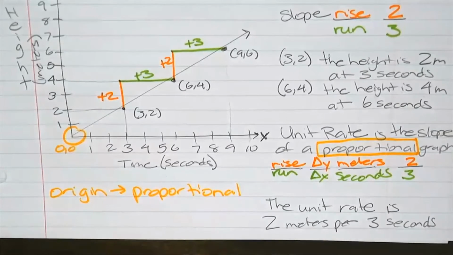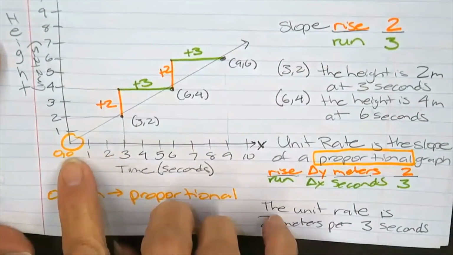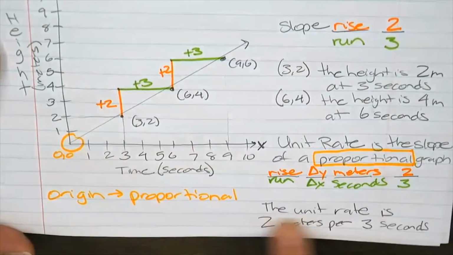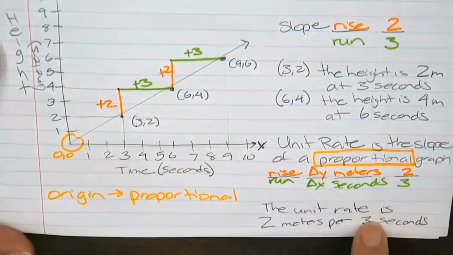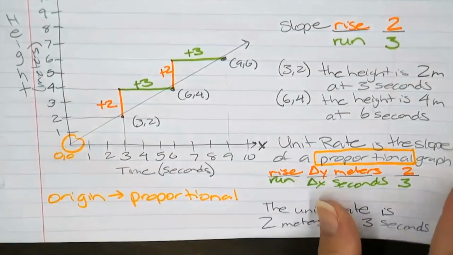Okay, we have one more example. This is what a proportional graph looks like. It goes through the origin. And if it's proportional, we then have a unit rate. The unit rate is the slope. But what does a non-proportional graph look like? Well, let's do it.